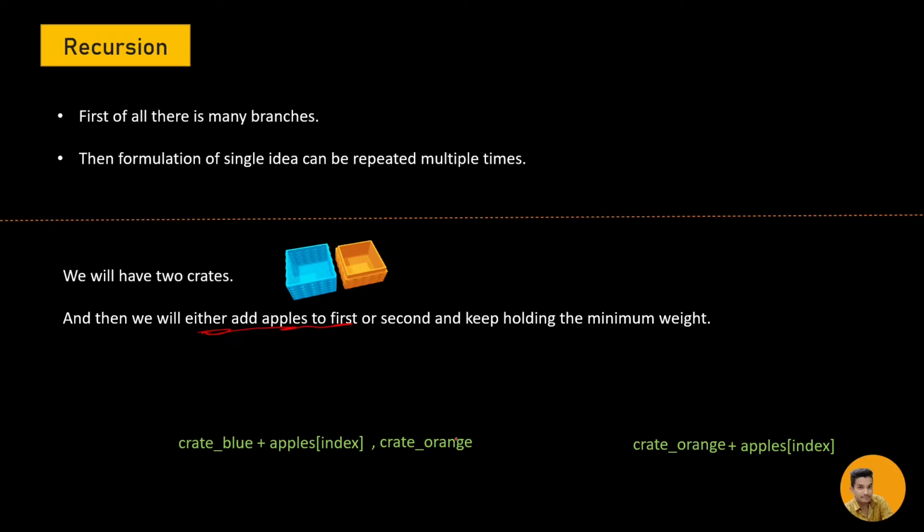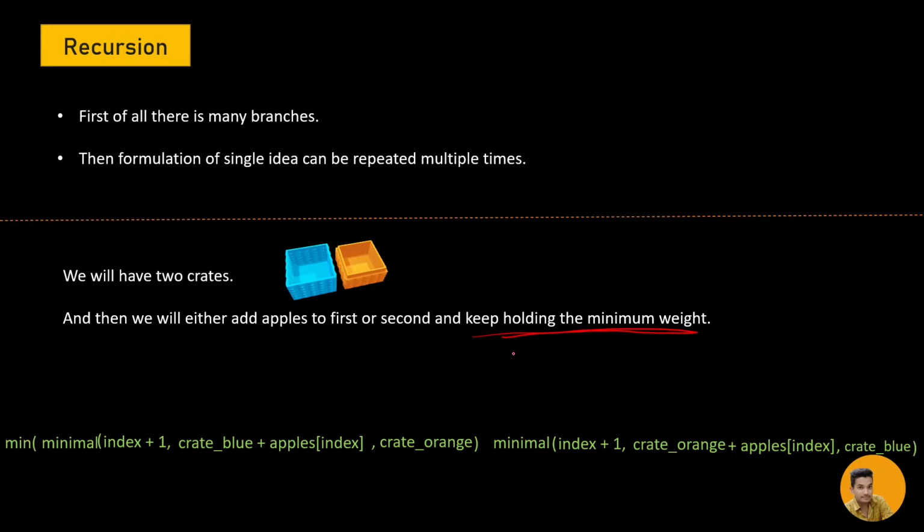So either in crate blue or crate orange. When you are adding in crate blue, crate orange will remain like this. And when you are adding in crate orange, crate blue will remain like this. Then you also need to increase the indexes. 3, 7, 9, you will go here, then you will go here. Then you will call this minimal function again, right? You will call again with these increased index values, but you need to keep holding the minimum weight.